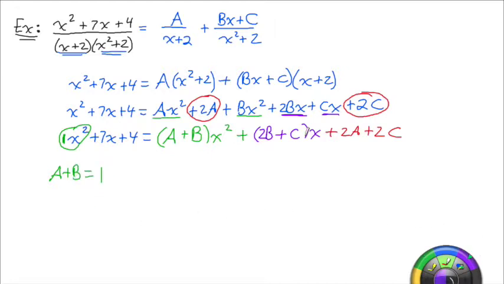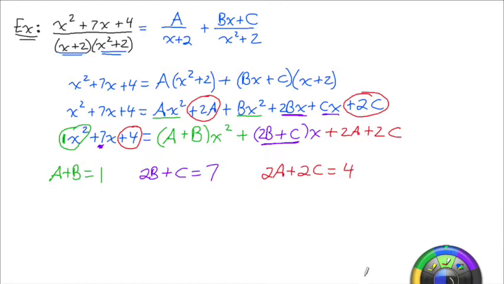But in this case, the coefficient is 1, so I'm going to go a plus b is equal to 1. Alright. For the single x term, on this side it's a 7 in front of it. On this side it's 2b plus c. So I'm going to write 2b plus c must be equal to the coefficient of 7. And then lastly, we have this 2a plus 2c, which is our constant, and our constant on this side is just a positive 4. So 2a plus 2c has to equal that positive 4.